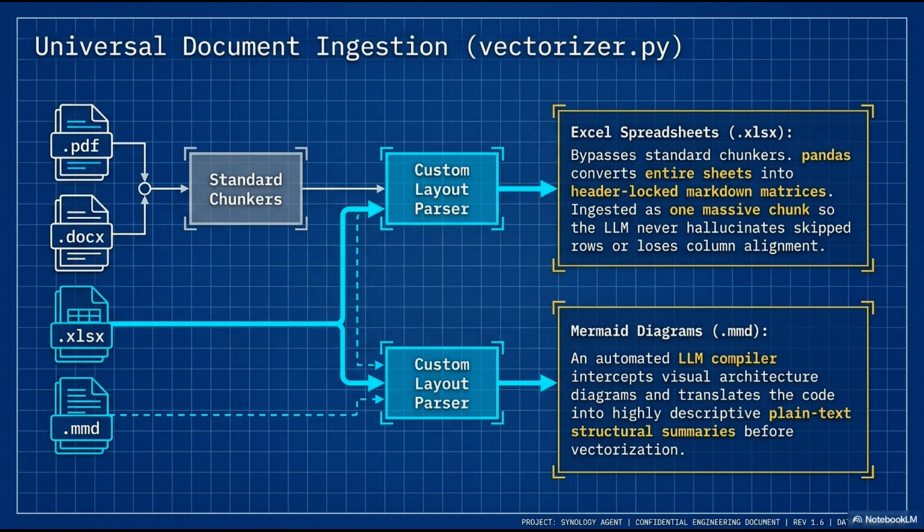If you tell it to chunk every 500 characters, it will slice right down the middle of a row, completely separating a numeric value from its column header. The LLM loses the semantic meaning of the data because the 2D grid structure is destroyed.